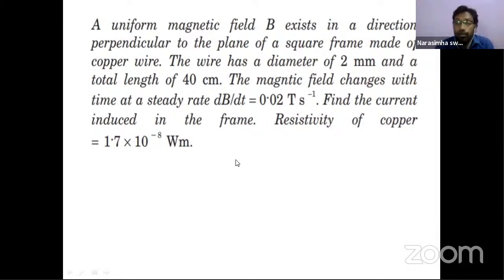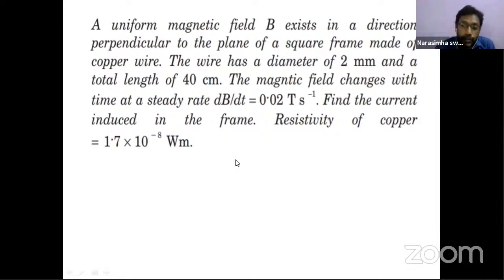Square frame, underline that, square frame made of a copper wire. Now the wire has a diameter of 2 mm and a total length of 40 centimeters. Remember, the total length of the copper wire is 40 centimeters, and that straight wire was made into a square frame.